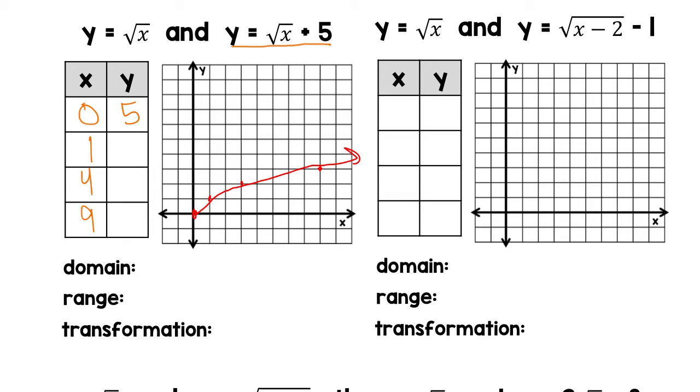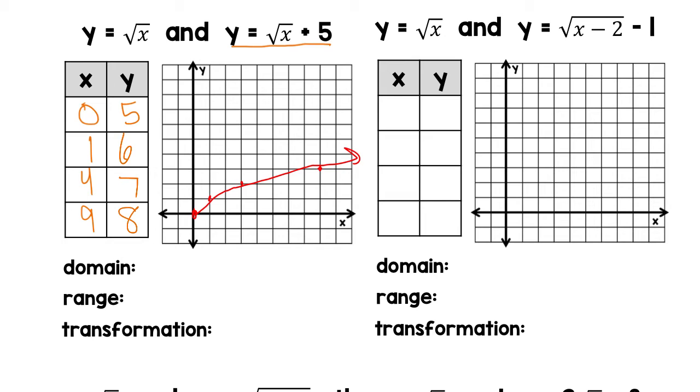Now, when I plug those into my equation, I don't get 1, 2, 3, and 4. I get the square root of 1 is 1 plus 5 is 6. Square root of 4 is 2 plus 5 is 7. Square root of 9 is 3 plus 5 is 8.